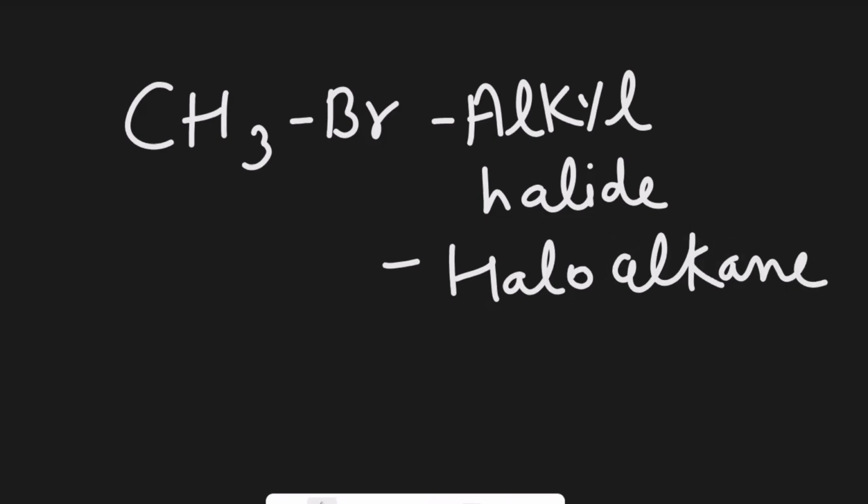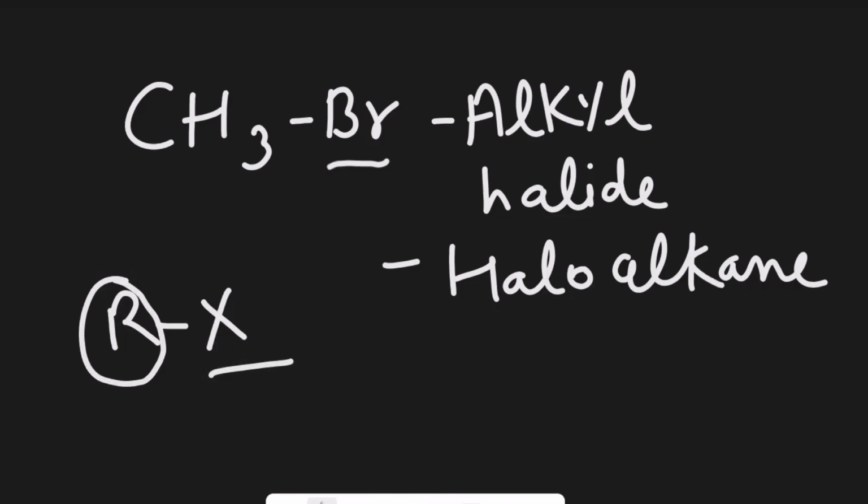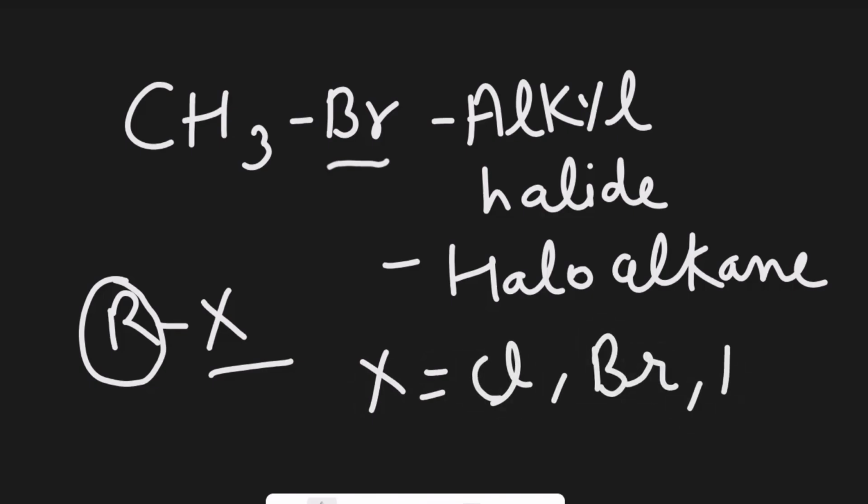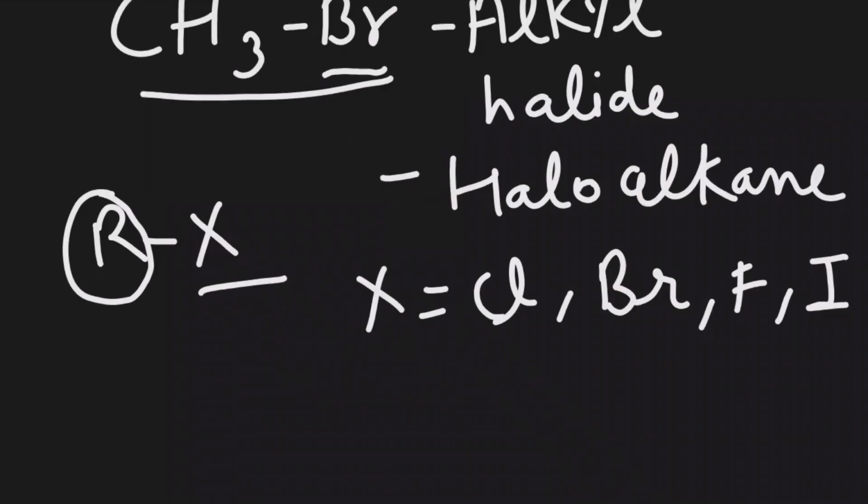Because here one hydrogen is replaced by a halogen, which is bromine, and this functional group is represented by RX, where R is an alkyl group or hydrocarbon chain and X is a halo group or halogen. It could be chlorine, bromine, fluorine or iodine. And this specific structure is named as bromomethane.